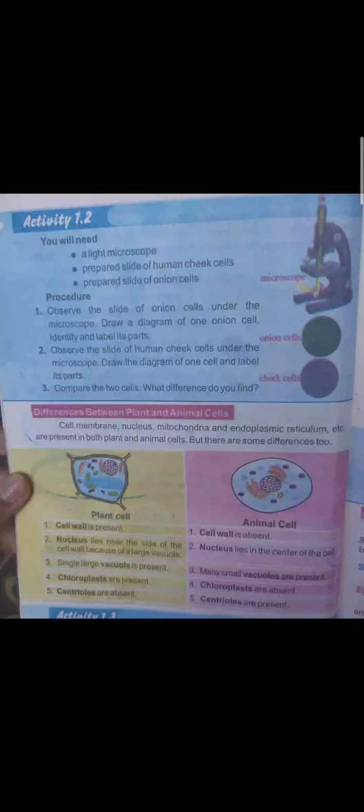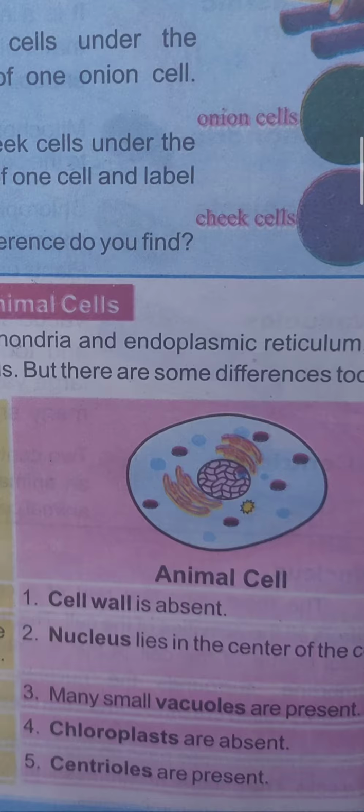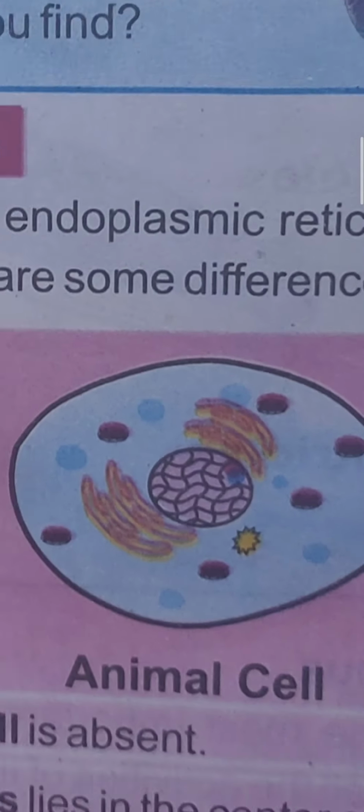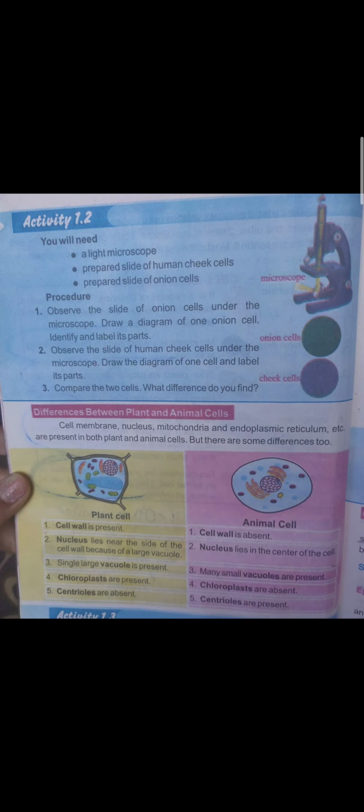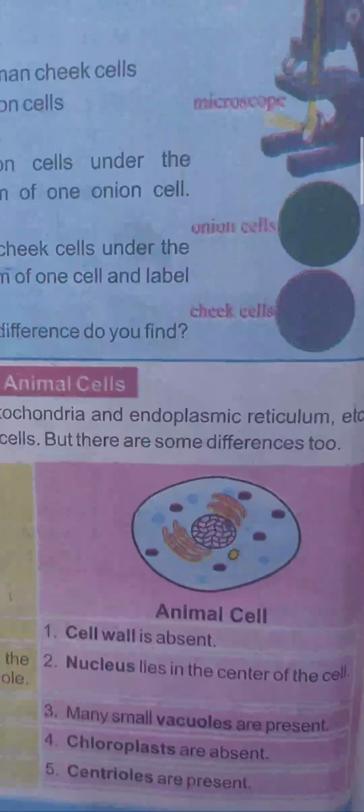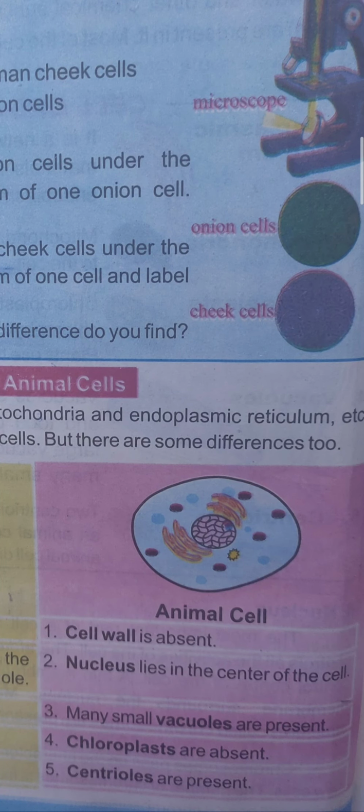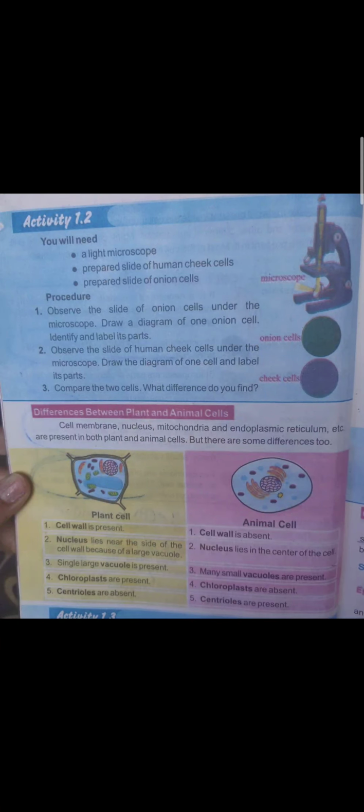A single large vacuole is present, while in animal cells many small vacuoles are present. Chloroplasts are present in a plant leaf because they absorb sunlight for photosynthesis. Chloroplasts are absent in animals because animals don't need photosynthesis to produce their food. They get food from their environment.